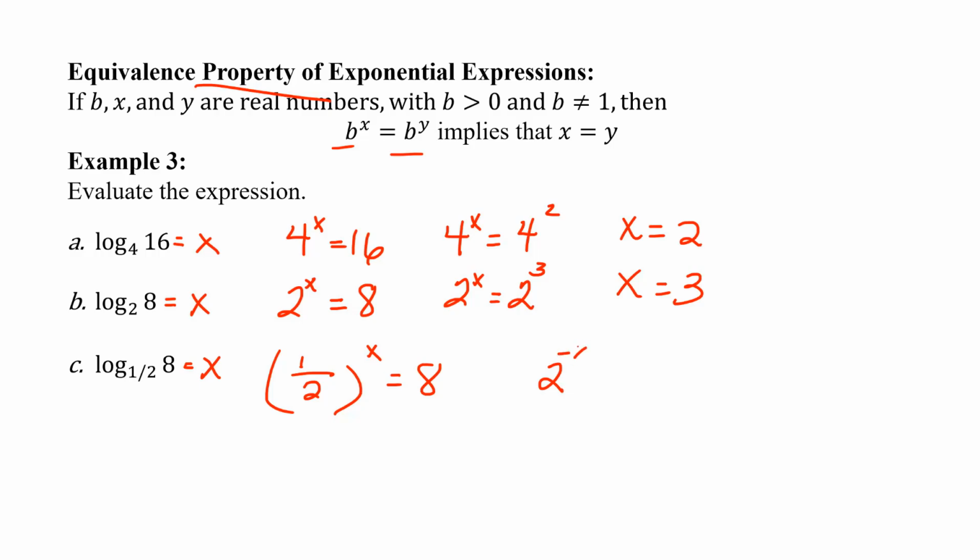And so 2 to the negative x is another way I can write 1/2 to the x. And that is going to equal 8, which I know is 2 cubed. And that means that negative x must equal 3 because the same base on both sides means the exponents have to be equal, and so x is negative 3.